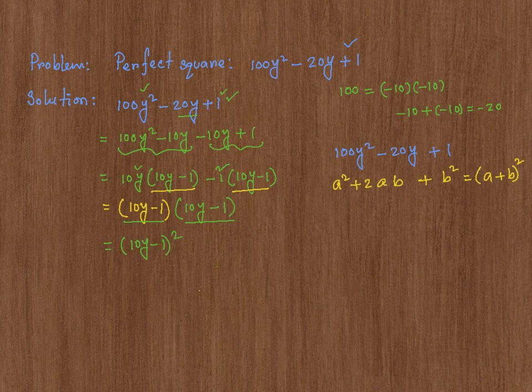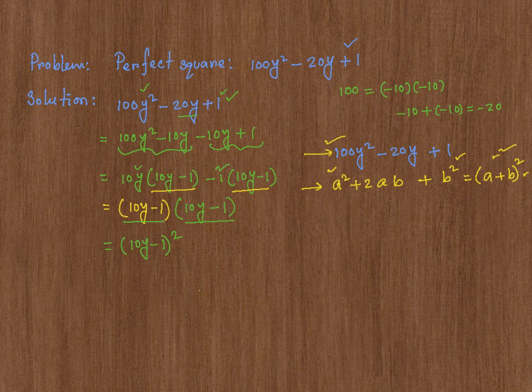Now let's do the same problem slightly differently. So let's recall the perfect square formula: a square plus 2ab plus b square is equal to a plus b whole square. So basically what it tells you is, if I am given the left hand side, I could write the right hand side because they are equal, or if I am given the right hand side, I could write the left hand side because they are equal.